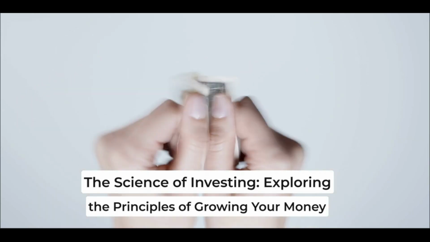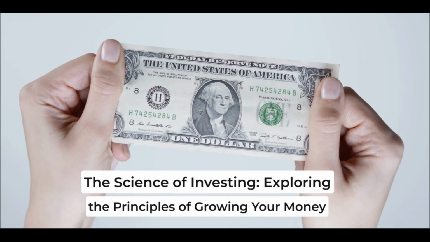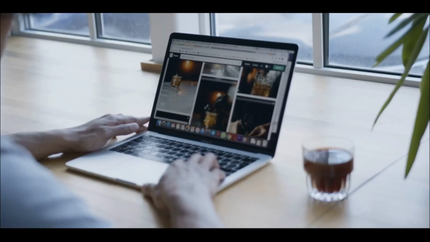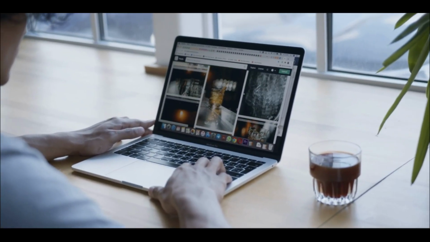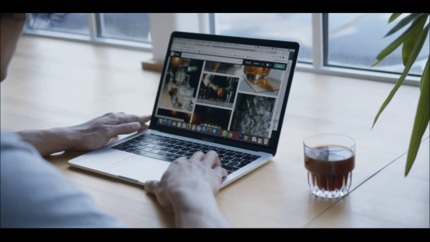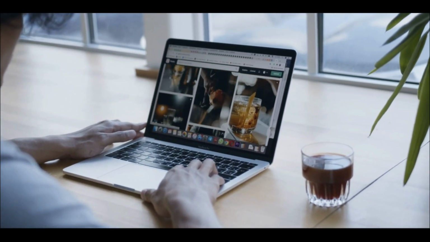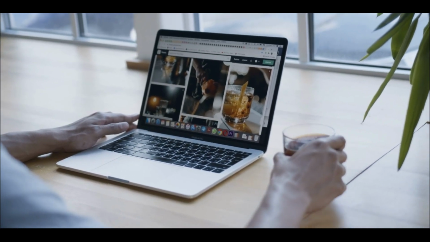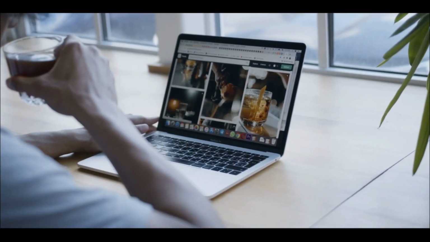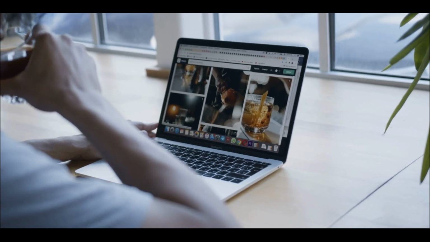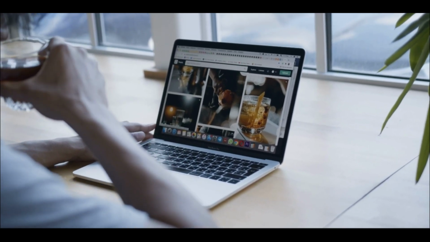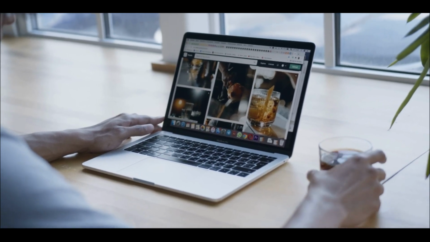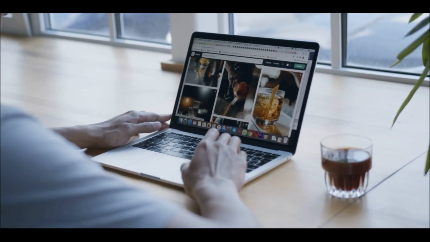The science of investing, exploring the principles of growing your money. Investing is a mix of art and science. While the art involves making smart decisions and following your gut, the science of investing is about using proven principles and data to make better choices. In this article, we'll explore the science side of investing, breaking it down into simple terms. By understanding the science behind investing, you can make smarter decisions and potentially grow your money more effectively.